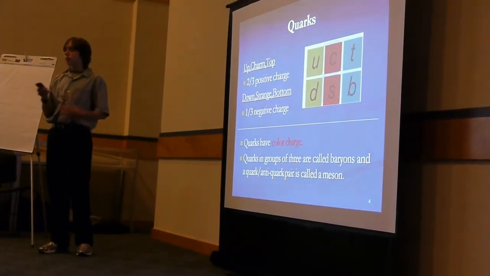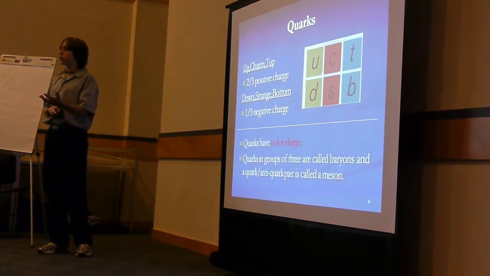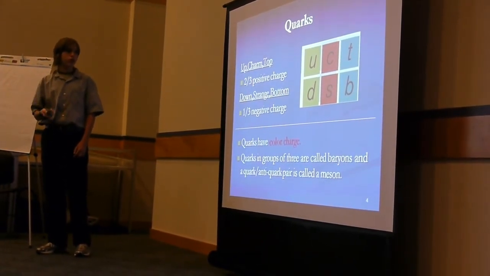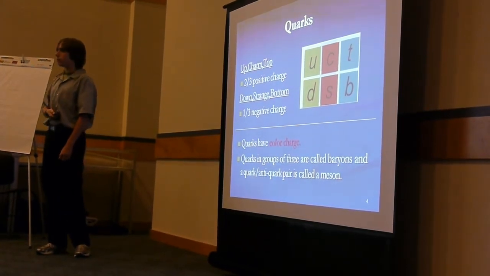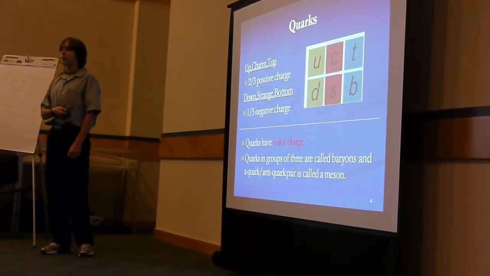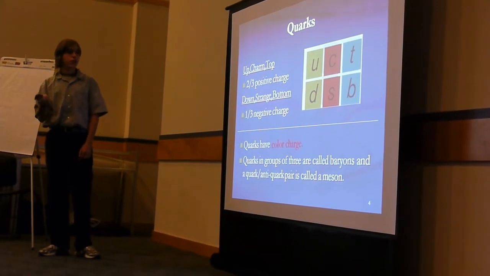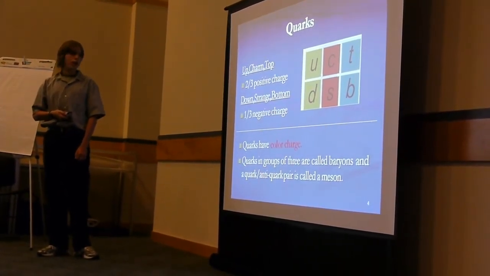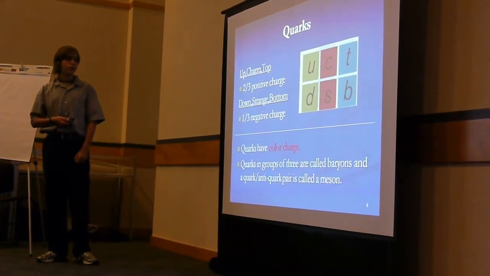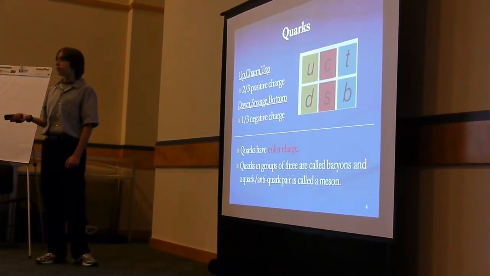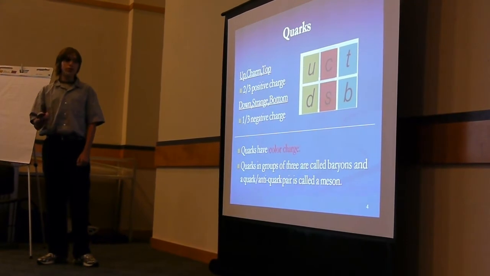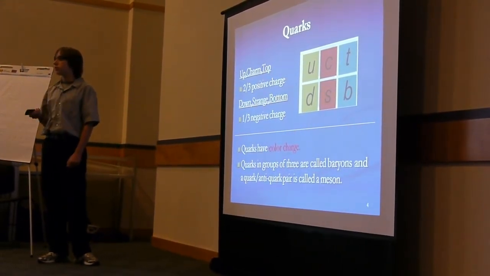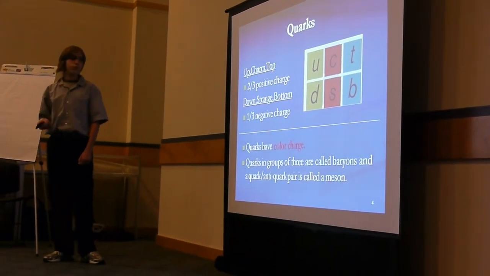Quarks, as I said before, make up protons and neutrons. There are 6 different kinds. There's the up, charm, top, down, strange, bottom. Their names are a different story in itself. The up, charm, top quarks have a 2/3 positive charge, and the down, strange, bottom quarks have a negative 1/3 charge. Now the only quarks that we really care about are the up and down quarks, because they are the ones that form the neutrons and the protons.